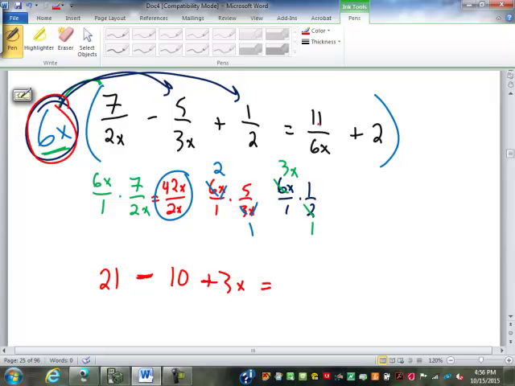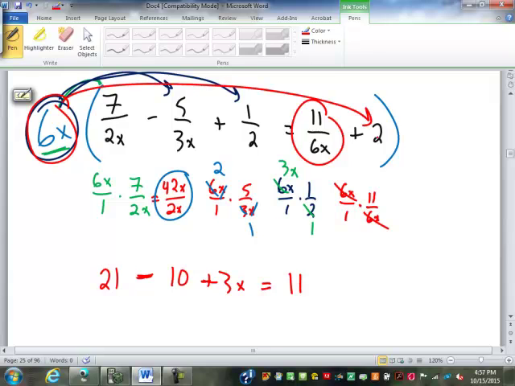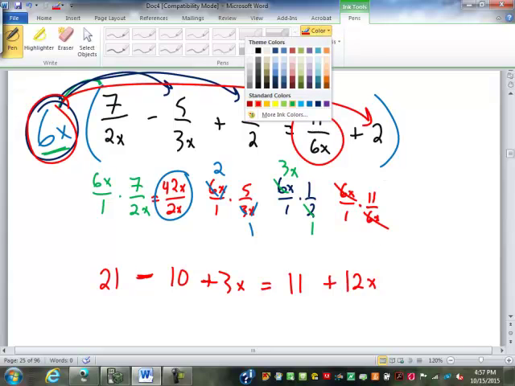6x times 11 over 6x. 6x over 1 times 11 over 6x. What's going to happen there? 6x cancels out. We get 11. Perfect. And then 6x times 2 is plus 12x. Very good. Now what?